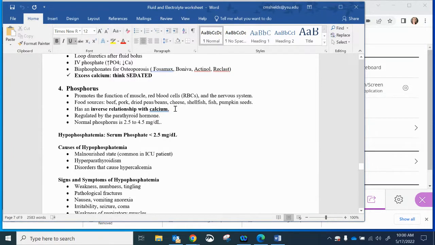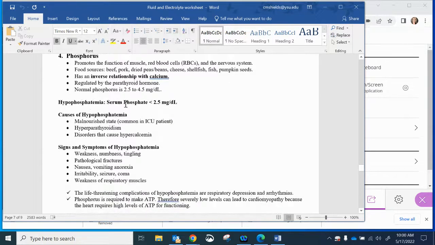Very important thing, star this to keep in mind if you don't know this already, that phosphorus does have an inverse relationship with calcium. So anything that causes hypercalcemia, we're going to see a hypophosphatemia and vice versa. So it's an important concept. It's regulated by the parathyroid hormone, as well as calcium being regulated by the parathyroid hormone. And normal phos levels are 2.5 to 4.5.